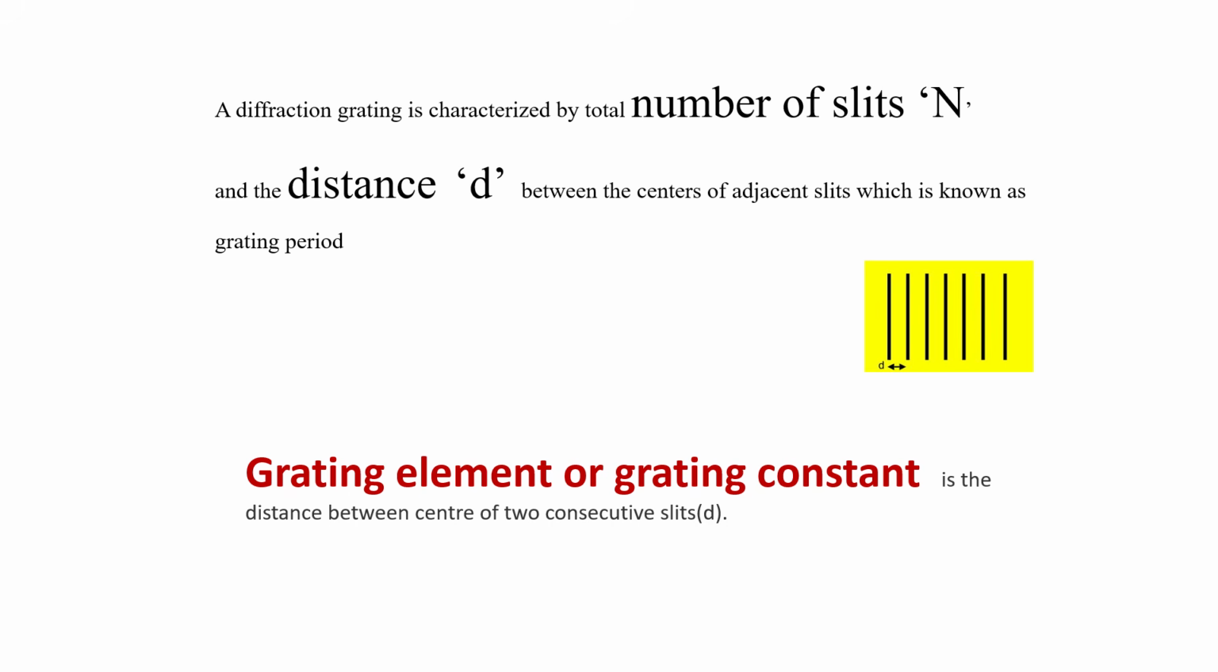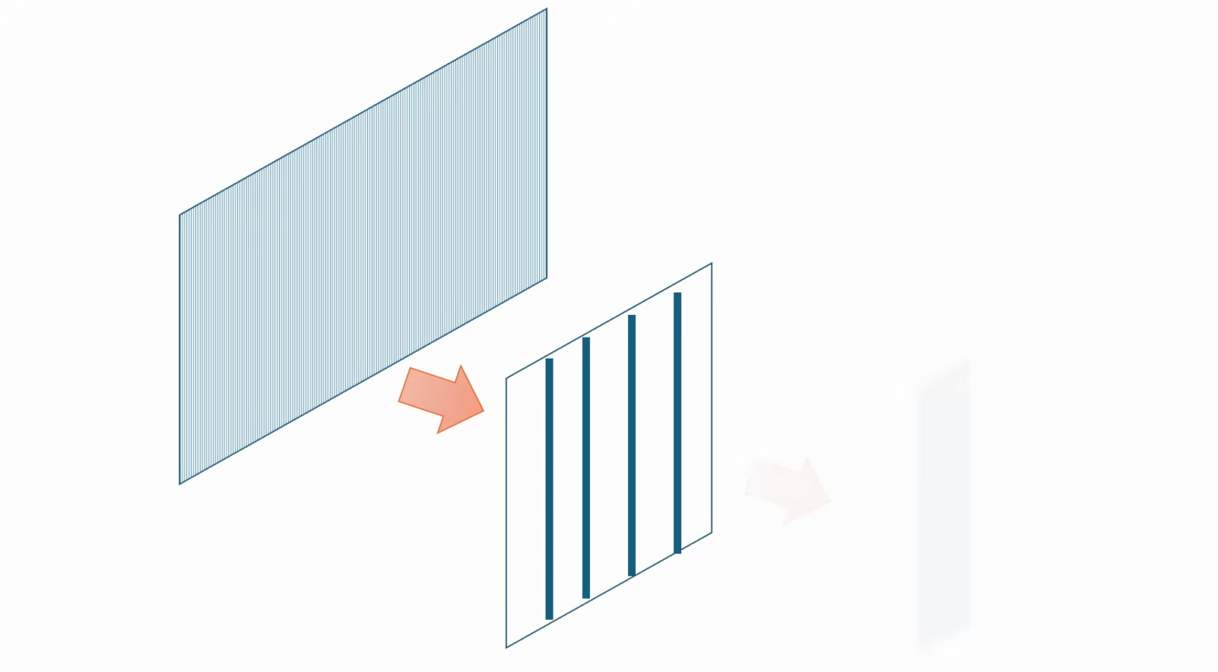A diffraction grating is characterized by the total number of slits, and the distance d between the centers of adjacent slits, which is known as the grating period. Grating element, or grating constant, is the distance between the centers of two consecutive slits, d. d equals a, the distance between two slits, plus b, the slit width. Let us see how to get the value of the grating element, or grating constant. We have seen the diffraction grating. Let's take its enlarged version. Again, enlarge it to this view.